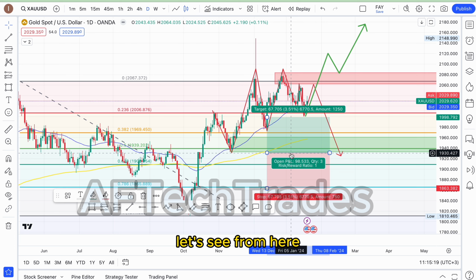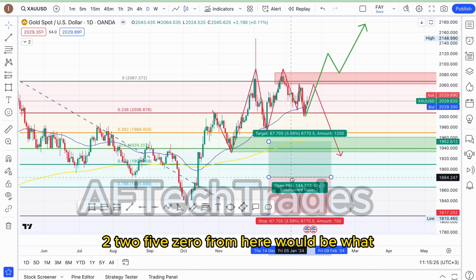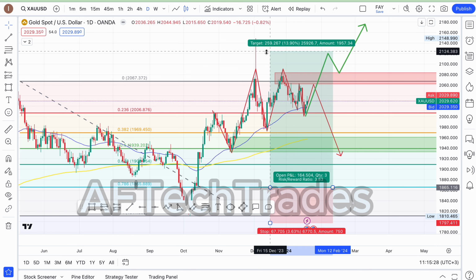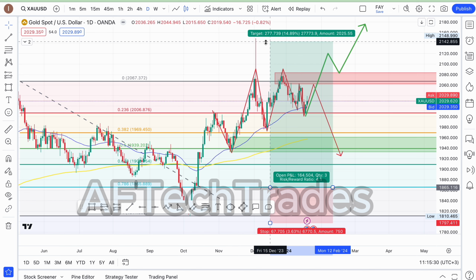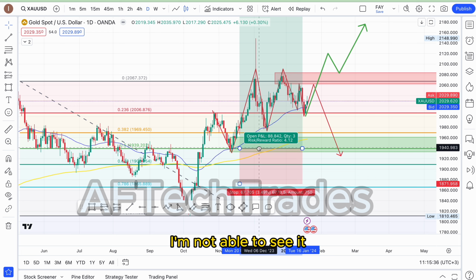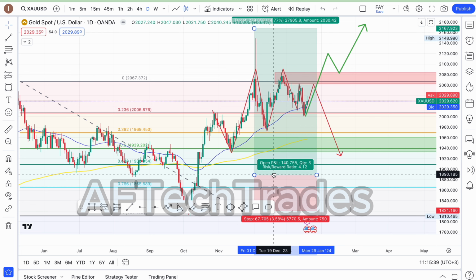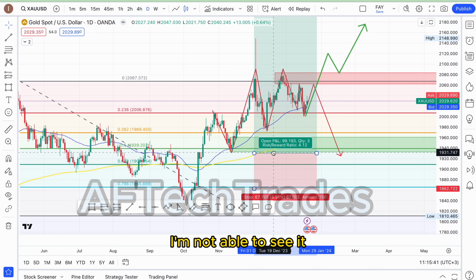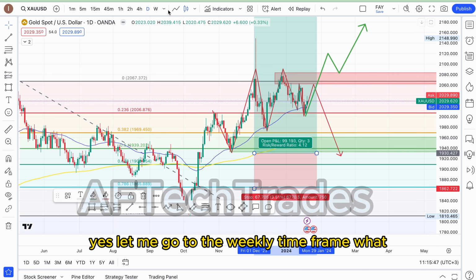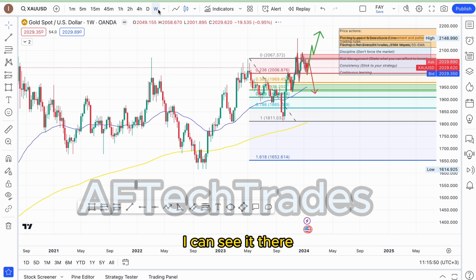Let's see, 2250 from here would be what? I'm not able to see it. I wish I could. Okay, let me go to the weekly time frame, whether I can see it there. It's not here. Yes, I'll be able to see it.